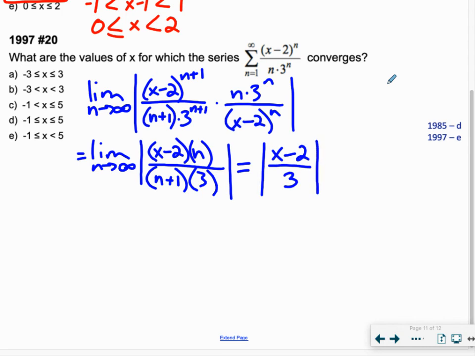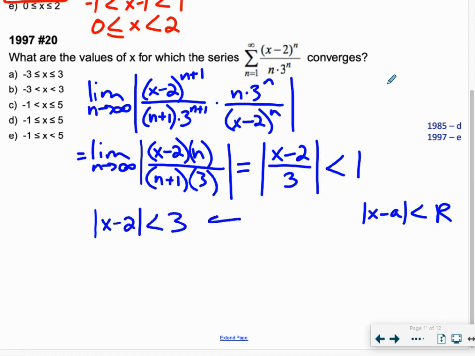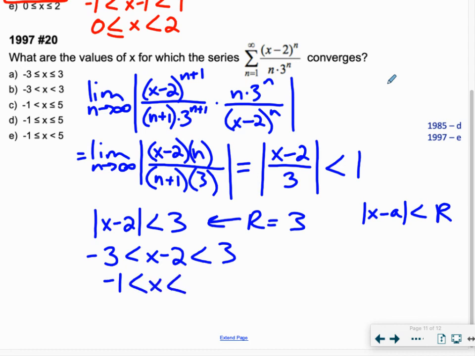And again, for the ratio test, for this to converge, it has to be less than 1. For the first time ever, we're going to have a radius that's not 1. Because remember, the radius, you need x minus a less than r, not x minus a over 3. So we're going to multiply both sides by 3. And our radius is 3. So our interval, -3 less than x minus 2 less than 3. Add 2 to all three sides. -1 less than x less than 5. So now we have to test our endpoints.